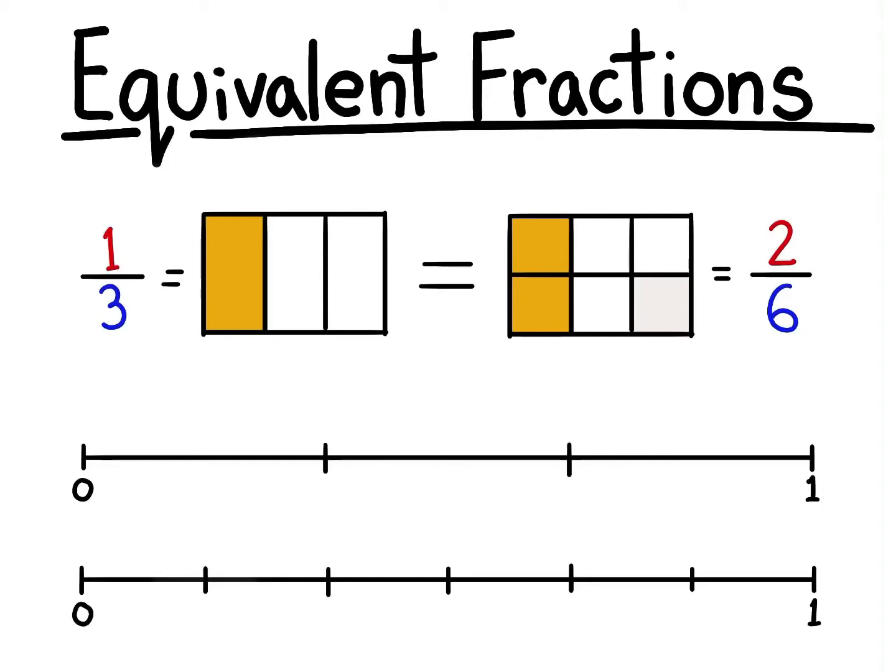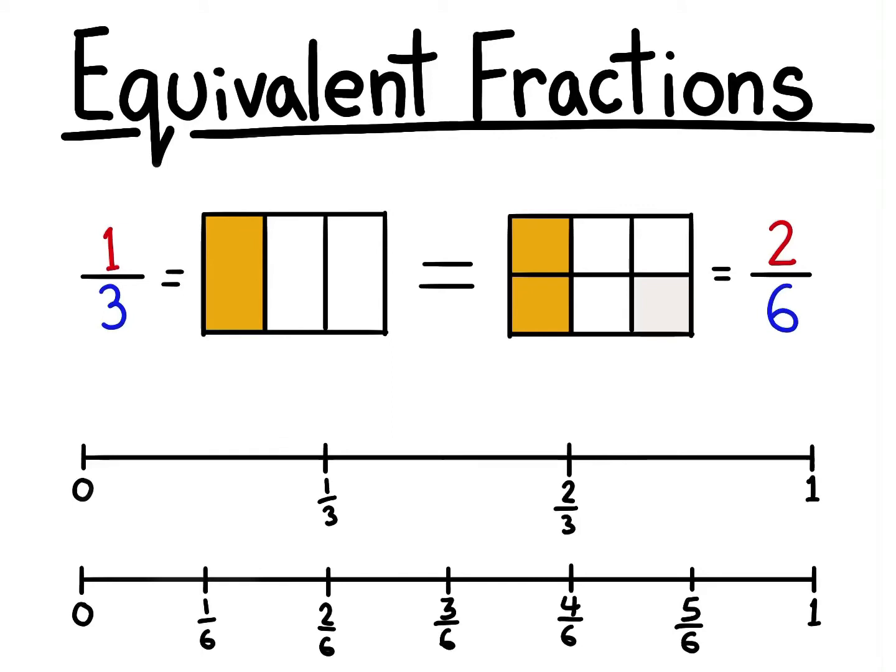Again, let's look at it from a number line. Both number lines stretch from 0 to 1 whole. The number line on top is broken into 3 parts. Therefore, our unit fraction is thirds. The number line on the bottom is broken into 6 parts. Therefore, our unit fraction is sixths.